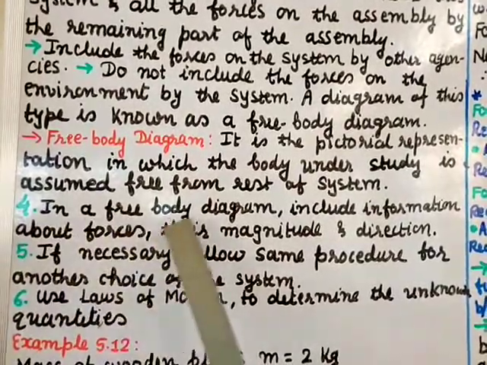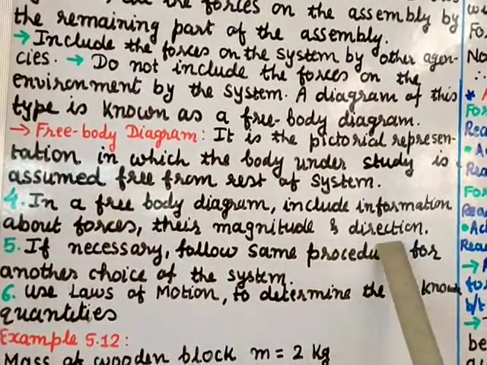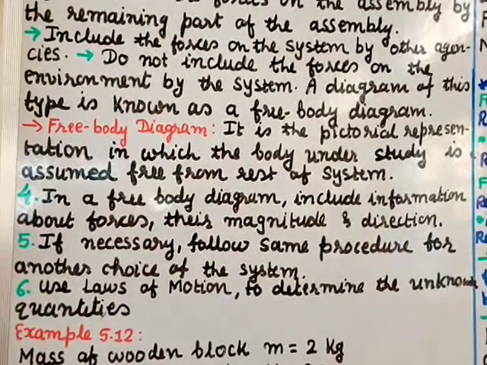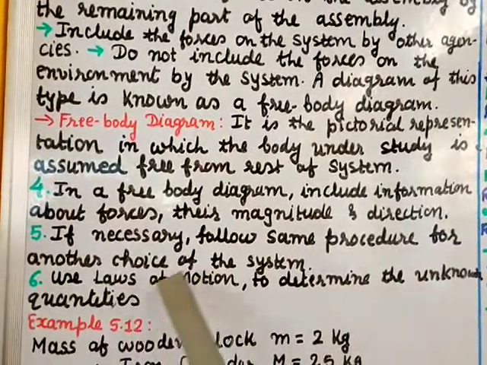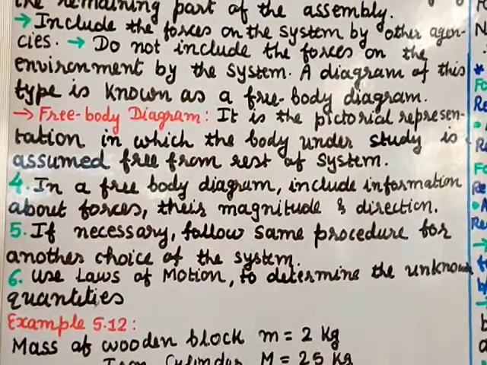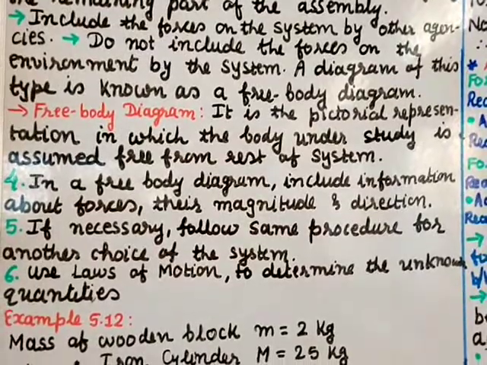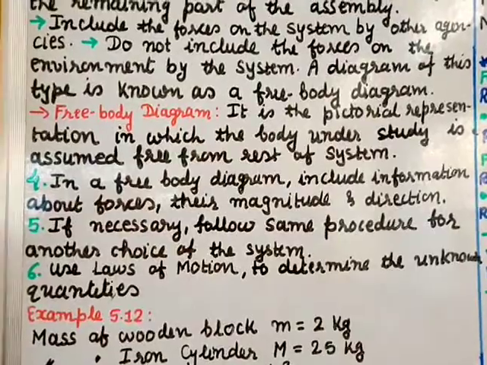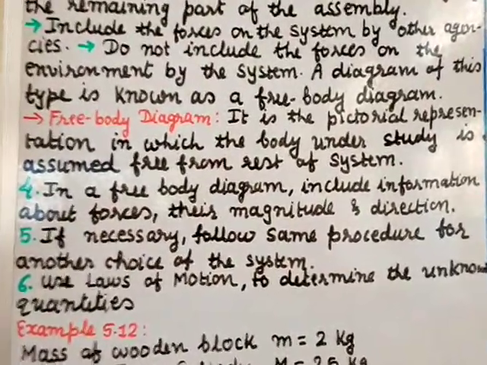Step 4. In a free body diagram, include information about forces, their magnitude and direction. So in a free body diagram, you should mention all the forces with their magnitude and direction. Step 5. If necessary, follow the same procedure for another choice of the system. If needed, you can take another system as a free body. Step 6. Use laws of motion to determine the unknown quantities. Now using Newton's laws of motion, we can calculate the unknown quantities.